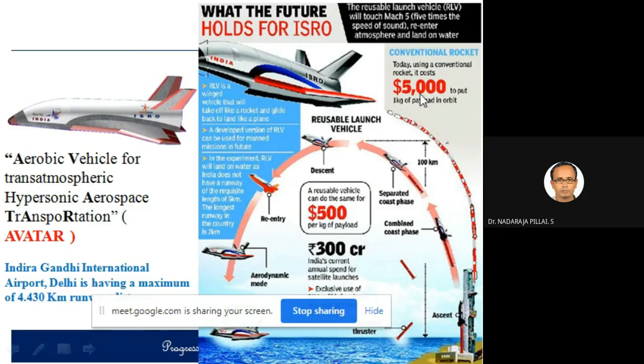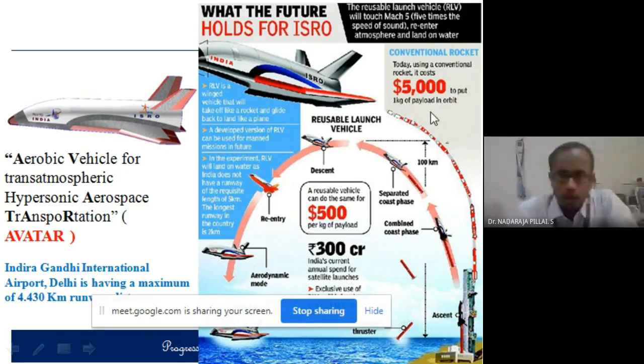So they estimated that if that is so, instead of 5,000 US dollars per kilogram of payload, we can reduce it to 500 dollars per kilogram of payload. So if that is the case, we reduce the cost by 10 times. That is the beauty of the hypersonic vehicle.